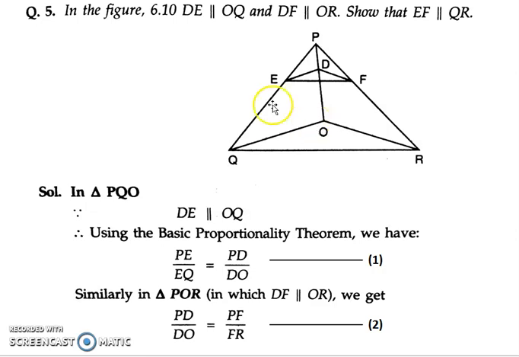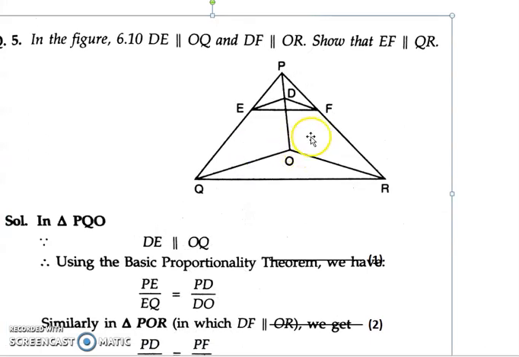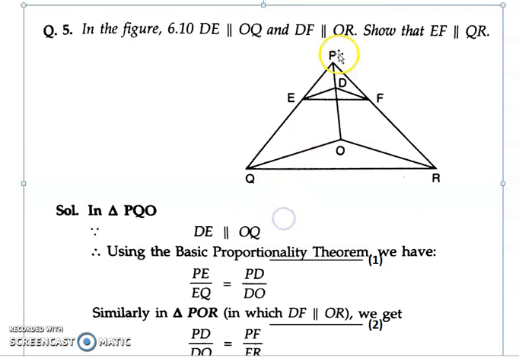Now the fifth problem. DE is parallel to OQ, DF is parallel to OR. Show that EF is parallel to QR. Here, first see the parallel lines. DE parallel to OQ, which means that OQ must be one of the sides of the triangle that I am going to consider. And this triangle POQ will be the first triangle that I will consider, as ED is passing through these two sides. So the triangle has to be considered properly. That is the first most important part.